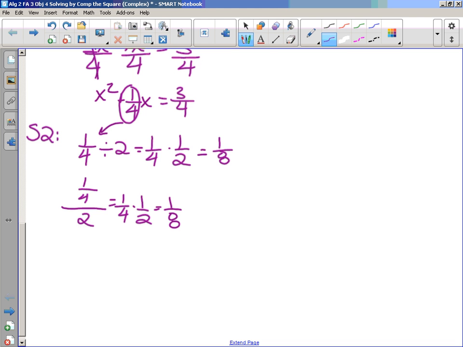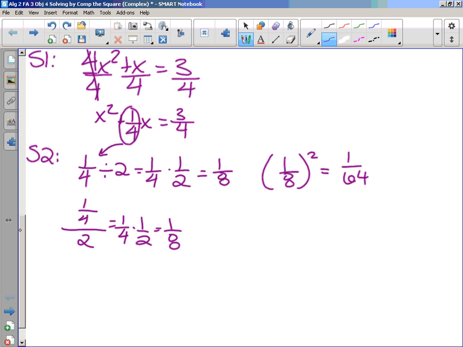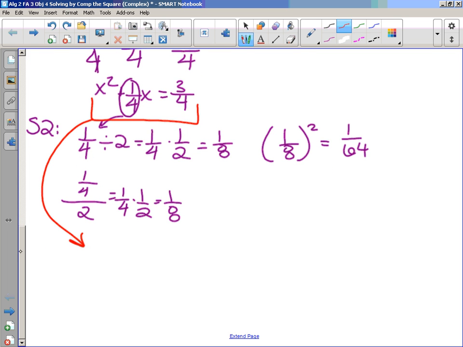Okay. So then what I'm going to do, so I'm not finished yet, I'm going to take this 1/8 and I'm going to square it. And that becomes 1/64. So that's what I'm going to add to both sides. So I'm going to take this equation, bring it down, and then add 1/64 to both sides.